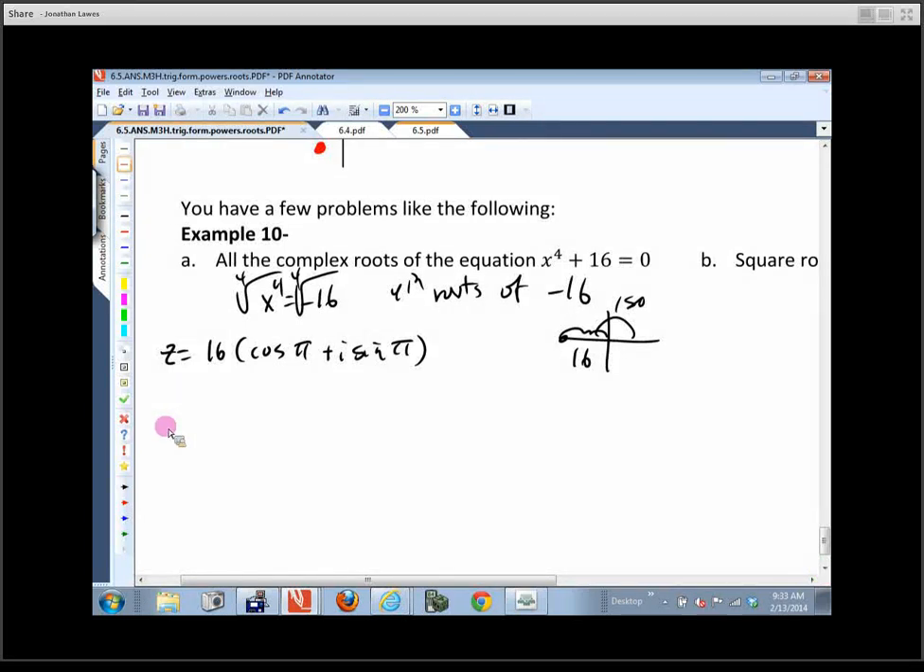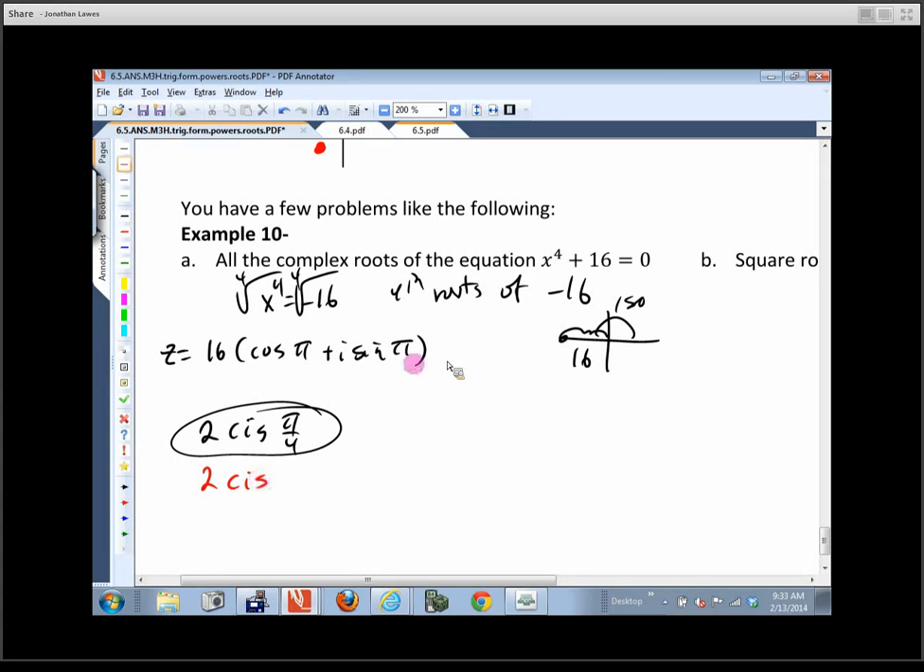So here are my roots. Take the 4th root of that. What do I get? 2. Divide the angle by 4. What do I get? Pi fourths. Okay, so I'm going to write 2 cis pi fourths. There's one of them. The next one would be 2 cis.